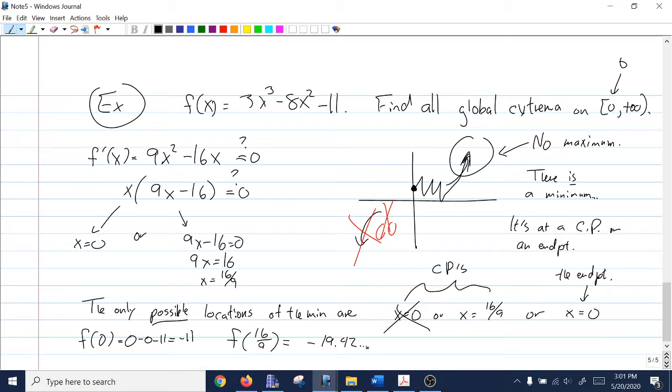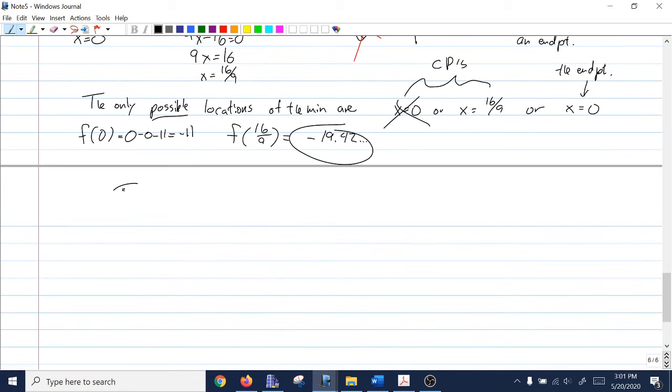Which of these is the minimum? That one's lower, so that one's the minimum. I know one of these points is the minimum, and whichever one's the lowest must be the minimum. So that's it. The minimum is this point, 16/9, comma, negative 19.42 and so on. Maybe I would convert that to a fraction if I wanted to be fancy.